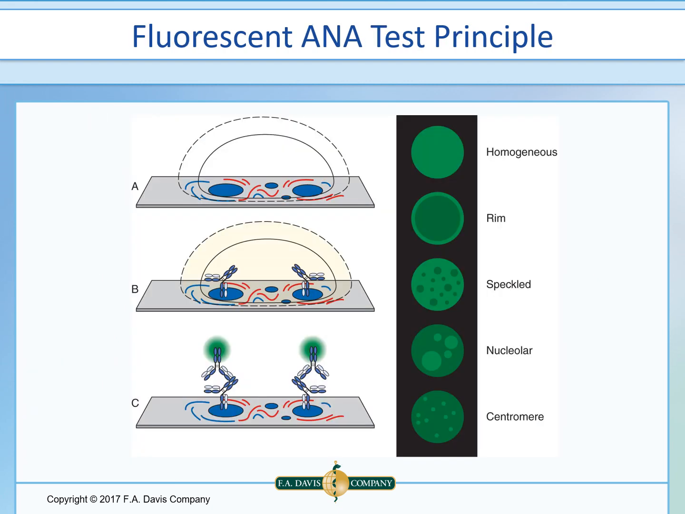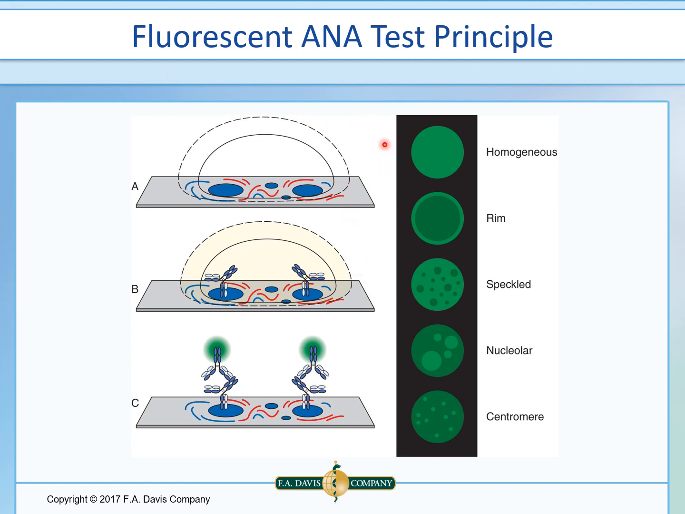This figure shows an example of fluorescent ANA testing principle, since it is the most widely used and accepted test for ANAs. So with this method, patient serum is incubated with microscope slides fixed with Hep2 cells. A wash step is performed, and then fluorescent labeled anti-human IgG is added. Another incubation and wash is performed, and then at this stage, the slide is ready to be read under a fluorescent microscope.